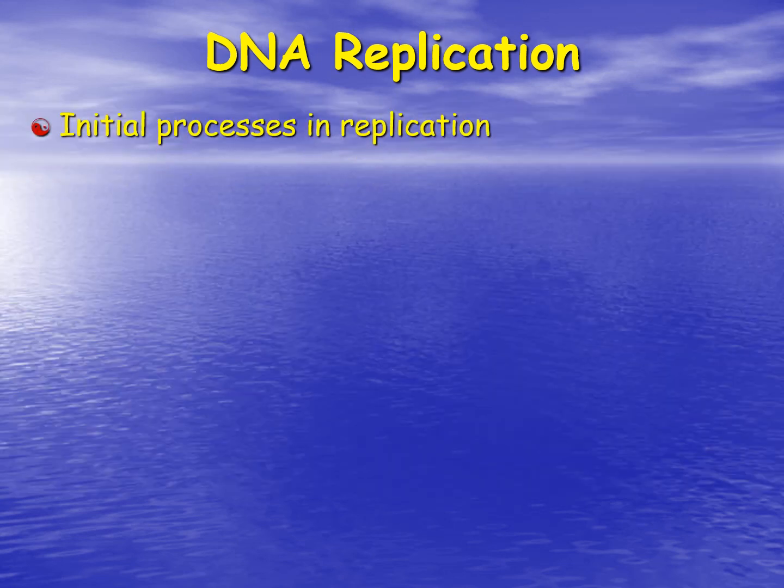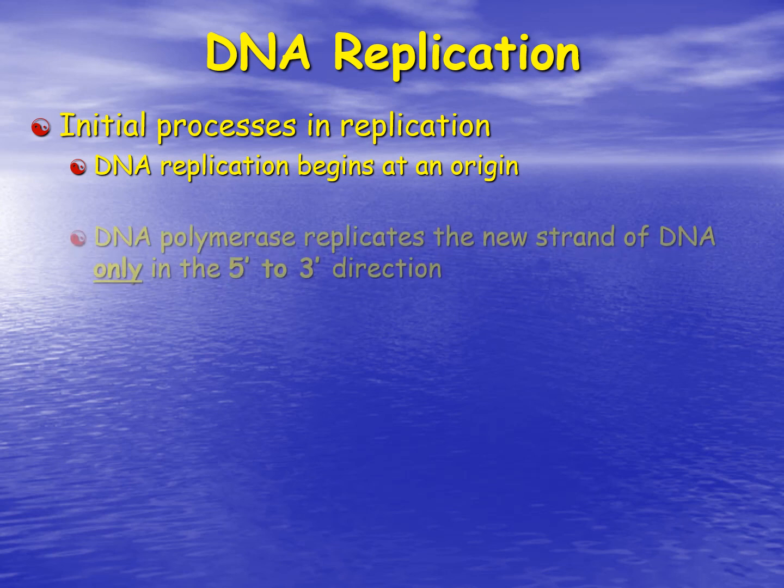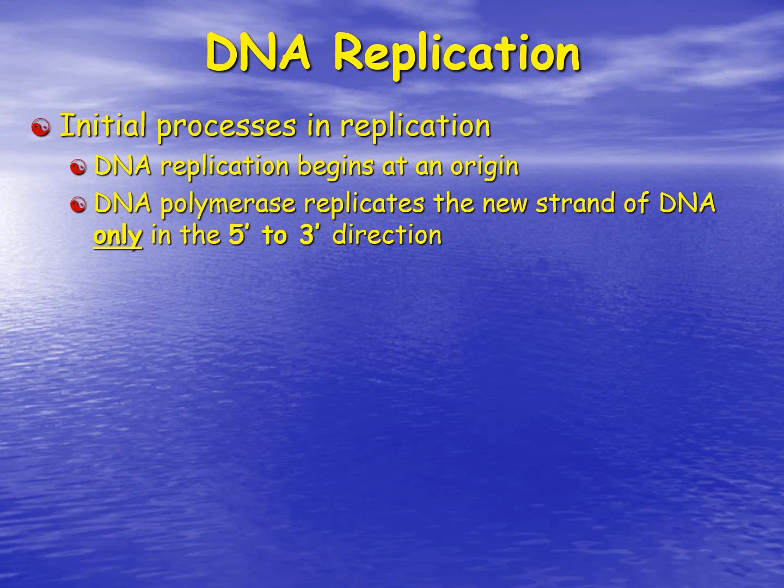So, the initial processes in replication. DNA replication begins at an origin. And usually in bacterial chromosomes, which are a singular circular chromosome, they have a single origin. But in eukaryotic chromosomes, because they are linear, we may have multiple origin points. This is an important point right here.